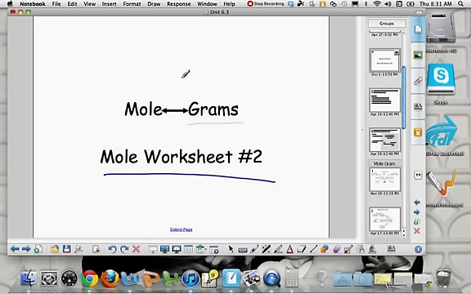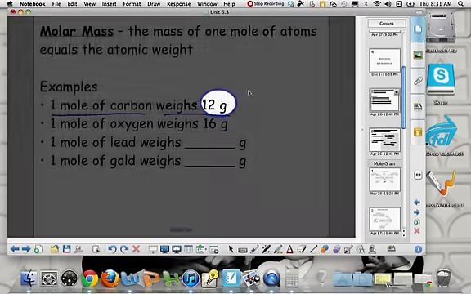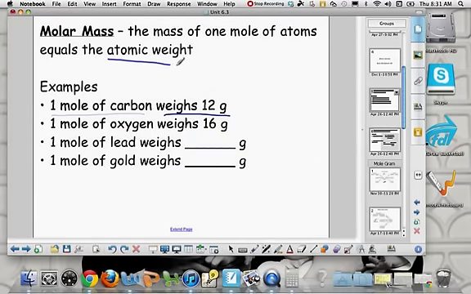We got two quick little slides of notes and then we'll do some examples and we'll get you out of here. So let's take a look. Now here is our definition that you want to know. Molar mass. The molar mass is the mass of 1 mole of atoms, and it's equal to the atomic weight from the periodic table. So, for example, when I have 1 mole of carbon, we say that it weighs 12 grams. Well, where did this 12 come from?